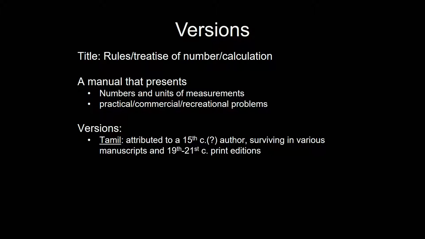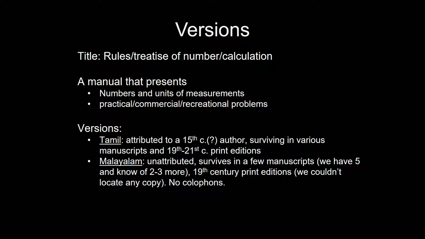There are many versions. So there's the Tamil version, which Babu has researched. This is attributed to a specific 15th century author in some of the versions, probably 15th century, it's not certain. It survives in various manuscripts, and we have, I think, three modern print editions. The Malayalam versions, all the Malayalam versions that we found, are unattributed to anyone. We have quite a few manuscripts. We located about seven or eight. The catalogs have many more, but there's always a gap between the catalog and what's actually in the library.